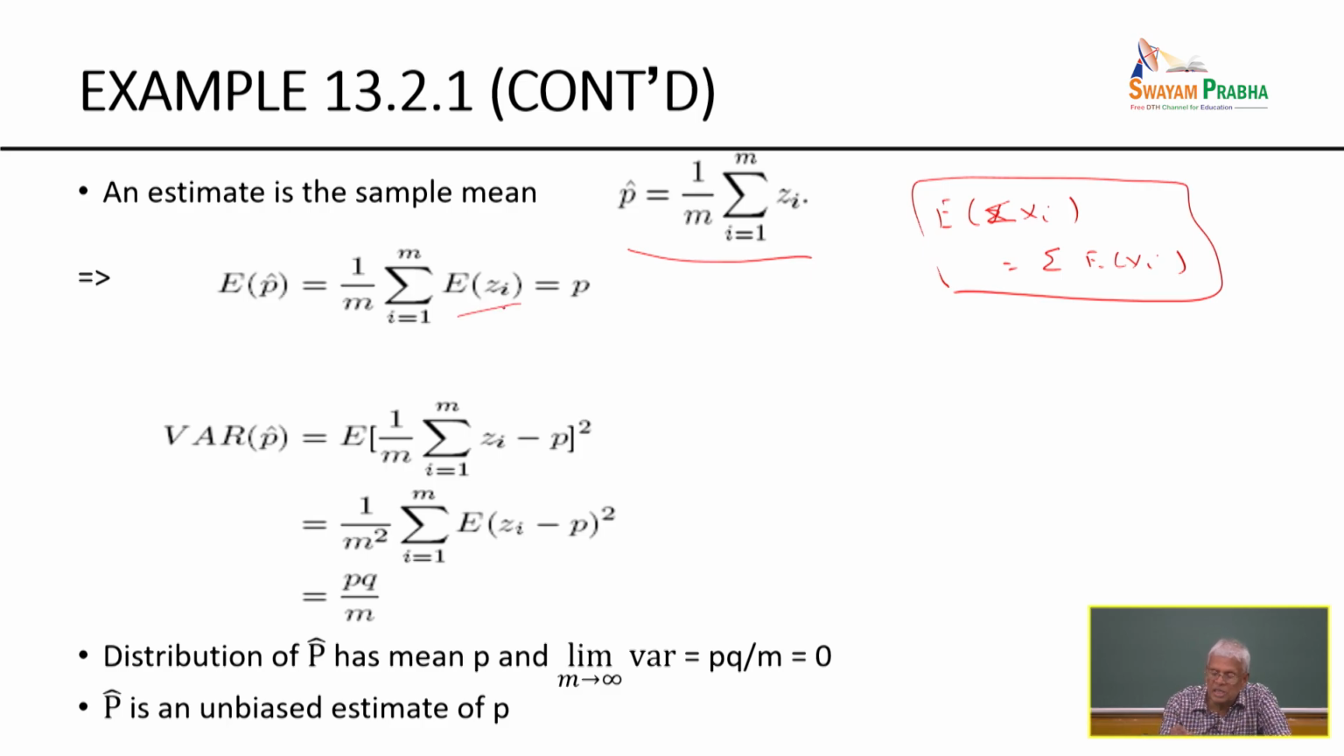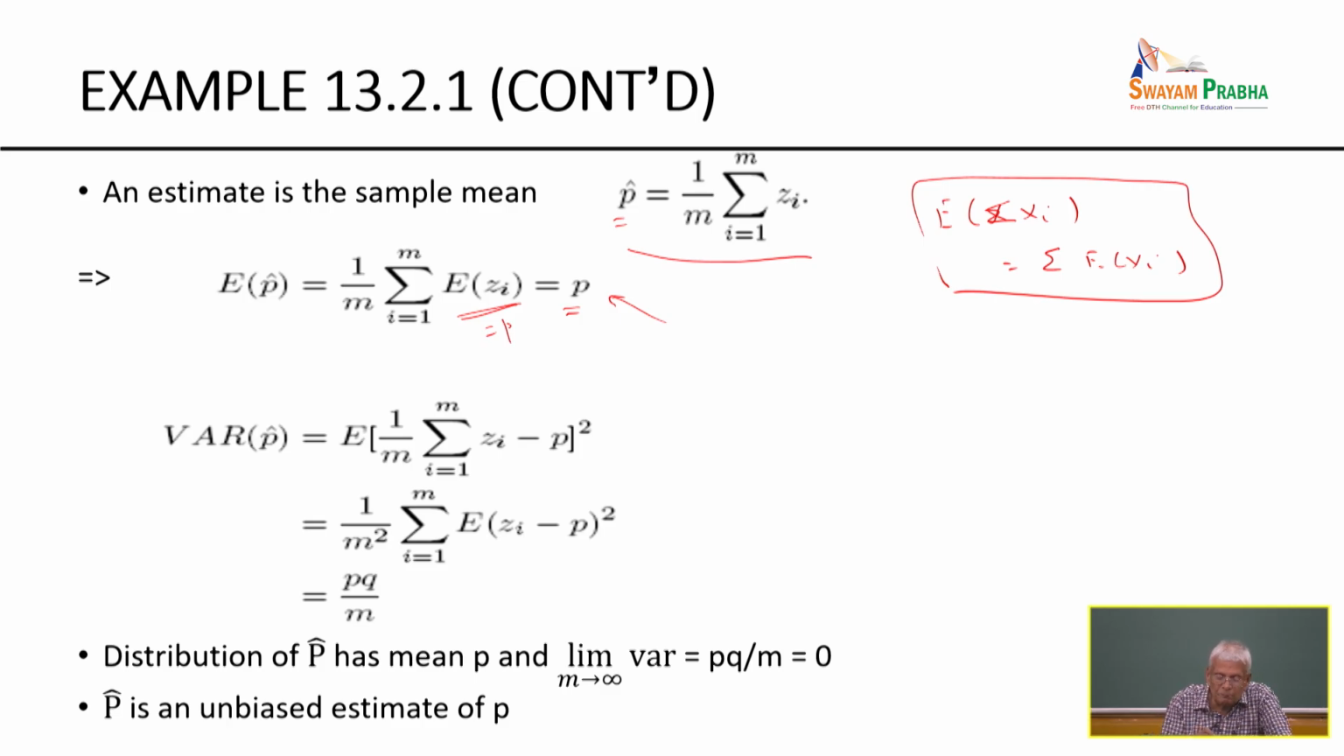So each of these is equal to P. I'm adding m times, so mP divided by m is equal to P. Therefore, this P hat is such that its mean is P, the mean of the sampling distribution is P. Therefore, this estimate is an unbiased estimate.